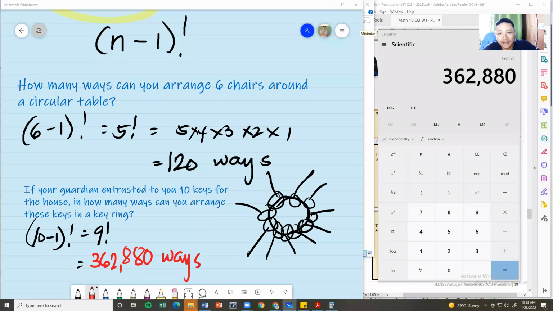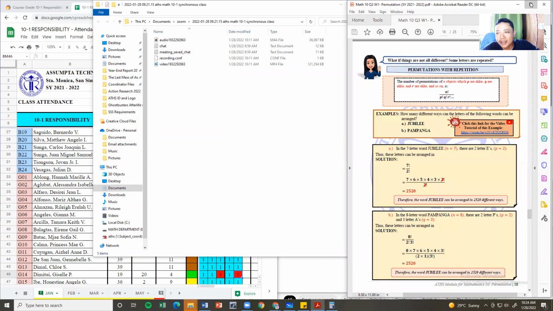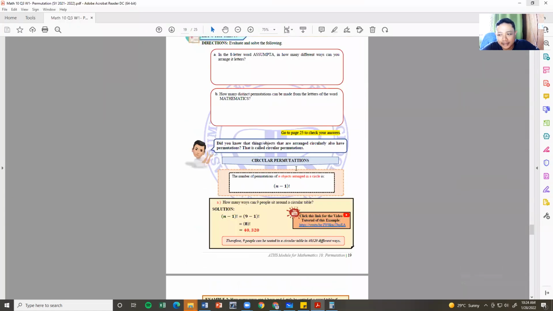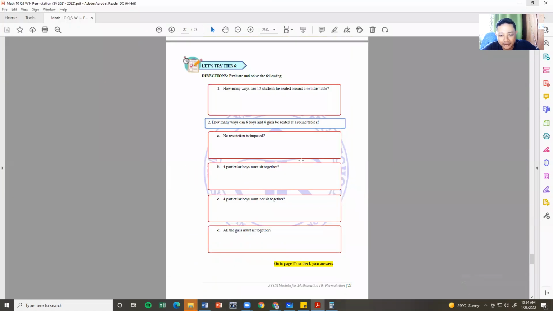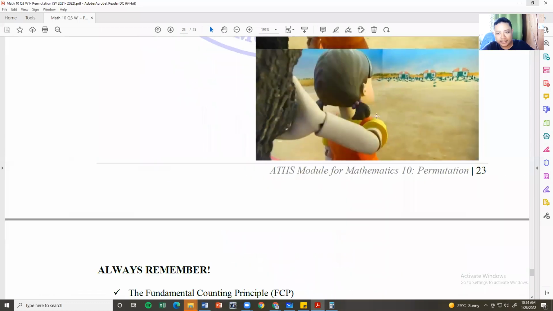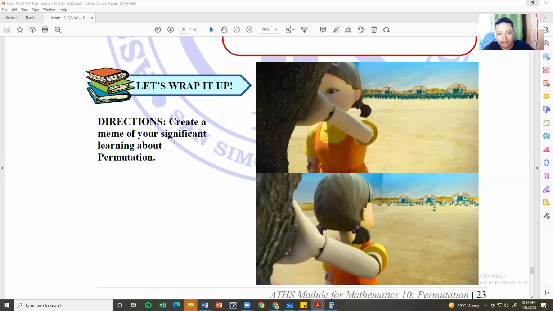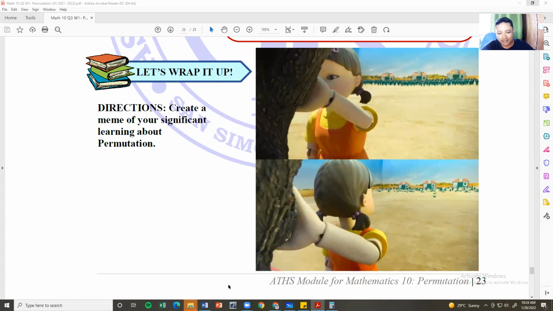Sir, what template will we use for the math memes? Okay, let me show this to you. We're now done. I want you to spend this time now doing your math meme. Here's the template. Take a screenshot of this. This is our math meme for this week. Create a meme of your significant learning about permutation. Kindly take a screenshot.